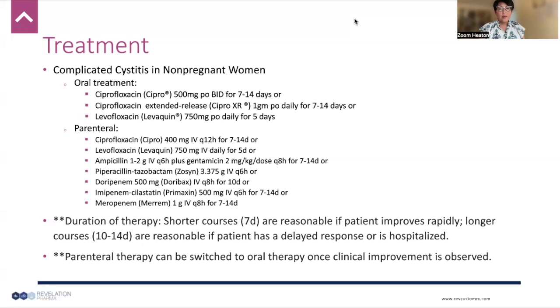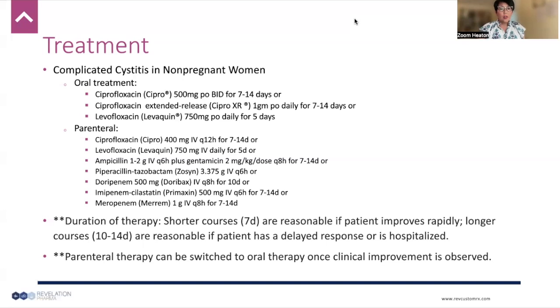tazobactam, 3.375 grams IV every 6 hours, or Doribax, or doripenem, 500 milligrams IV every 8 hours for 10 days, or Primaxin, which is imipenem cilastatin, 500 milligrams IV every 6 hours for 7 to 14 days, or meropenem, 1 gram IV every 8 hours for 7 to 14 days.